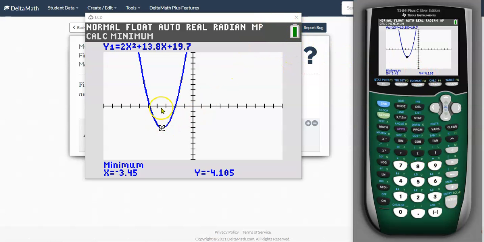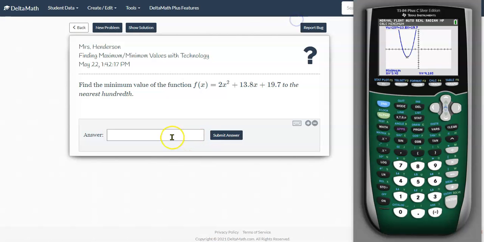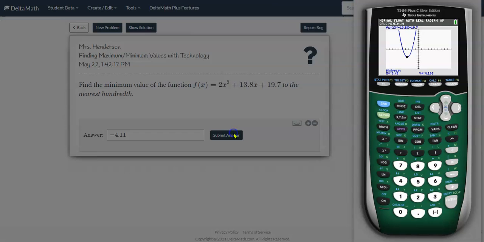And it said round to the nearest hundredth. So remember, the minimum point is a y value, not an x value. So you're really only looking at this y number right over here. This is the one you want to be looking at. So negative 4.11. Negative 4.11, I believe, would be the right answer, if rounded to the nearest hundredth, right? Because the 1 is in the tenths place, the 0 is in the hundredths place, but the 5, which is in the thousandths place, is definitely large enough to round us up.